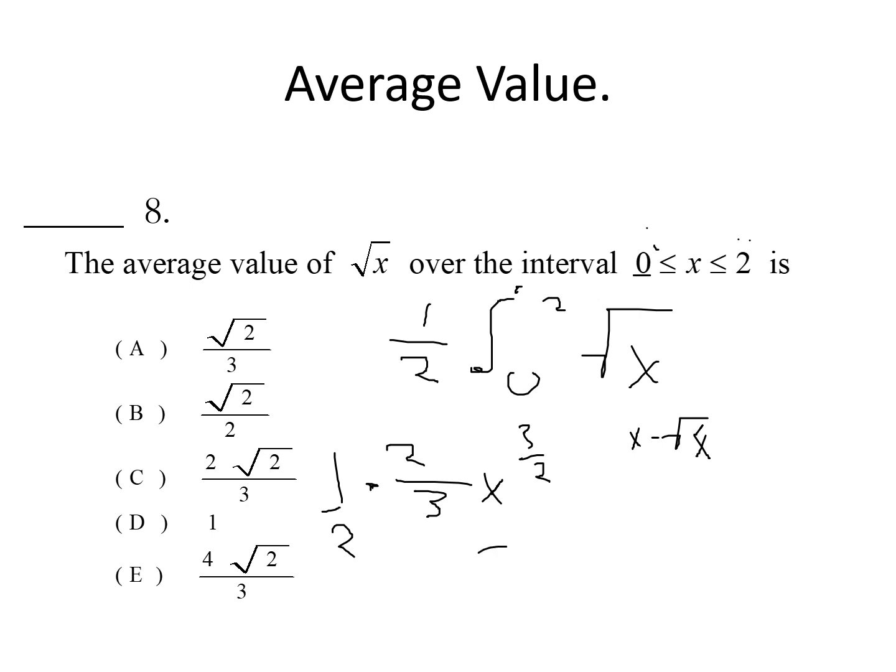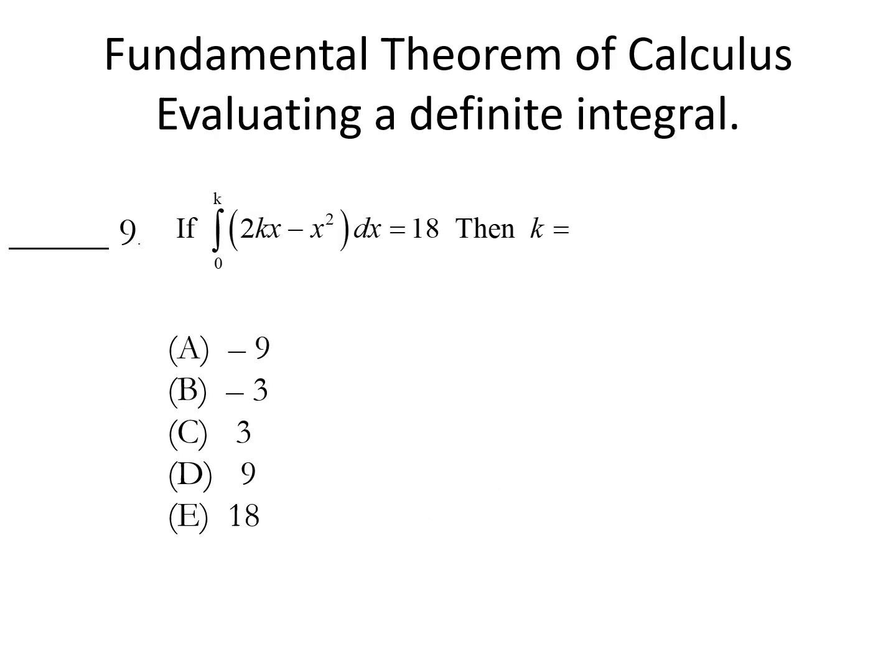So now it's 2 over 6 of 2 times the square root of 2, which becomes 4 square root of 2 over 6, which simplifies into 2 square root of 2 over 3. So the answer for 8 should be letter C, sorry. It's a bit late.